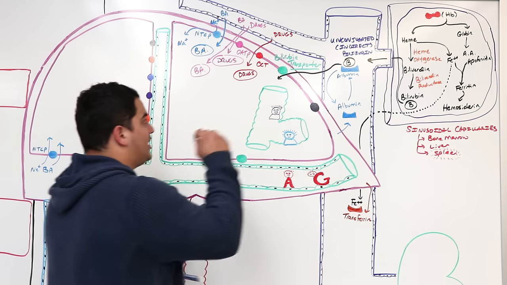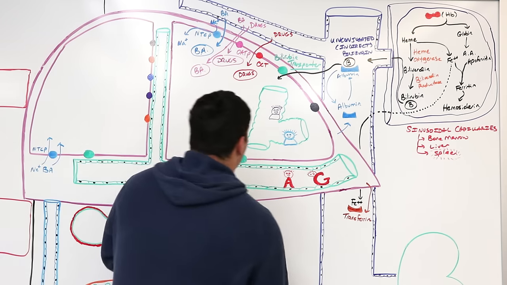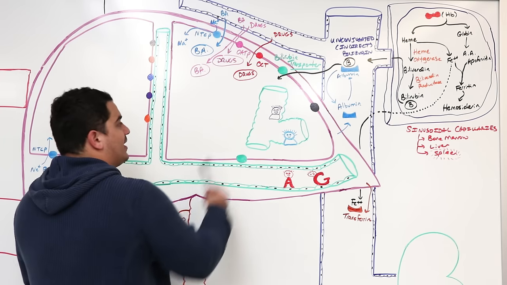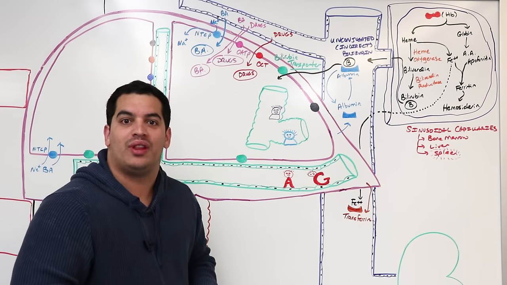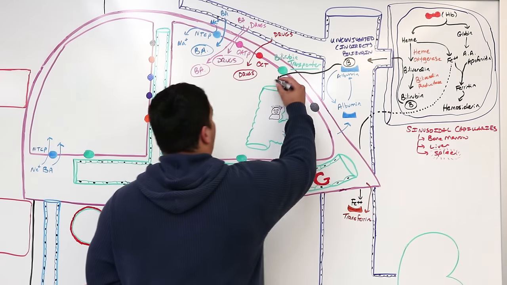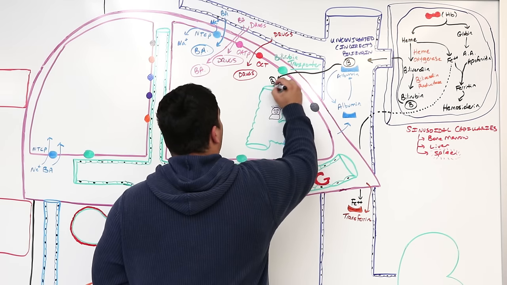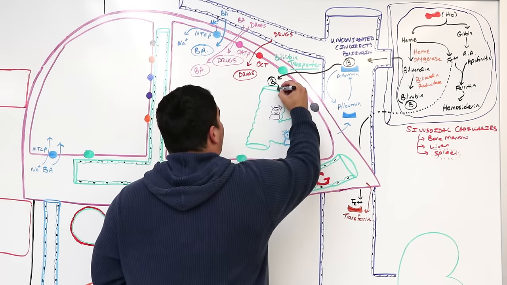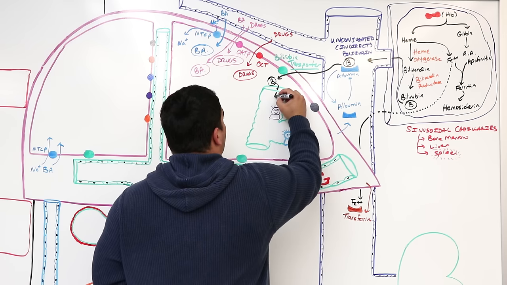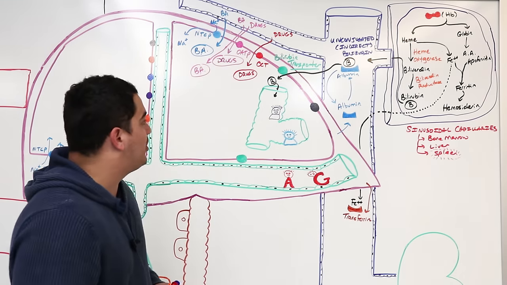Now, that unconjugated or indirect bilirubin, when it's taken up by the liver cell via these bilirubin transporters, we have to send it somewhere in the cell. So we send it to this nice little organelle called the smooth endoplasmic reticulum. So now, here's our bilirubin, okay? That bilirubin will then get taken up into the smooth endoplasmic reticulum.